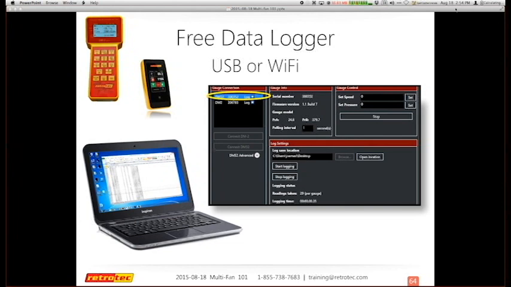There's a couple other bits of software I'll move through quickly here, and that is a data logger. Again, this is free. It works with the DM2 and the DM32, and basically it will just log the data as it runs through the gauge. And it can do multiple gauges.